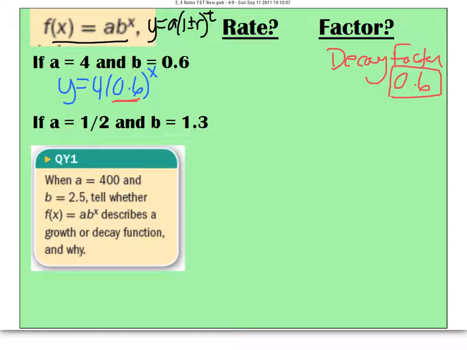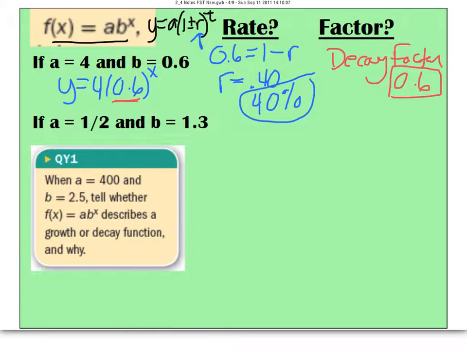Now what was the rate? The only way to get the rate is to take the factor, which we had was 0.6, and set it equal to either 1 plus r or 1 minus r. Well, this is decay, so it's 1 minus r. Well, what was r? If you solve this algebraically, you take 1 minus 0.6, so what we get from this is that the rate had to be 0.40, which is the same as saying 40%. So this had a decay rate of 40%.